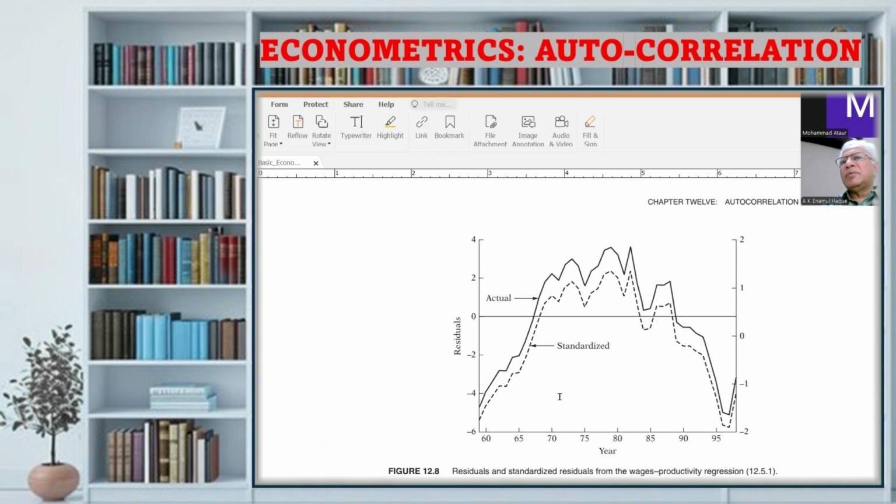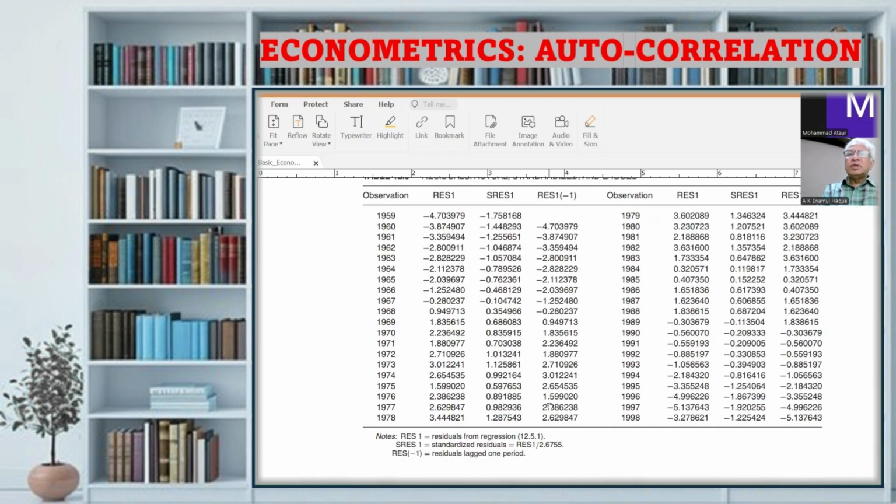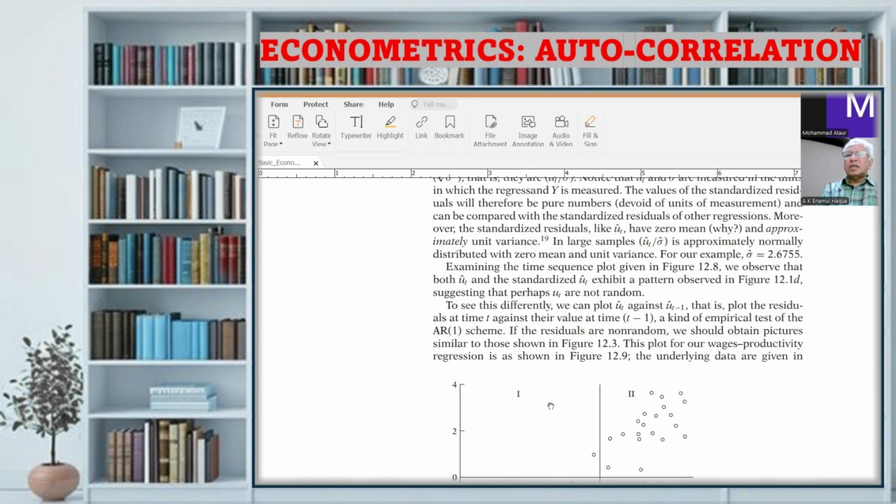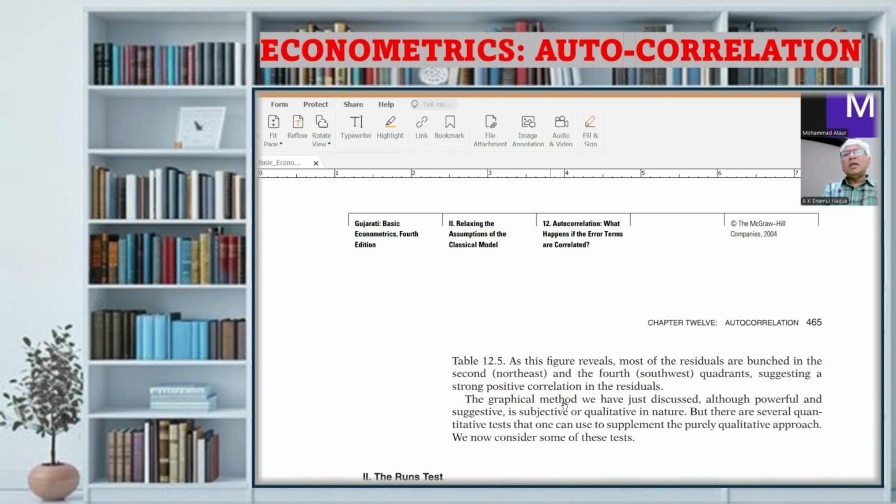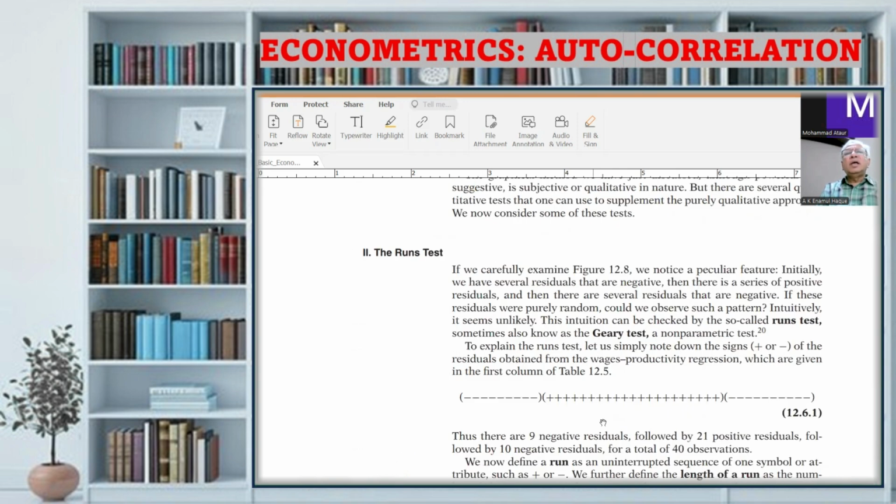However, there is a problem. What is the problem? The problem is it's only on the data. And I'm not interested in the data. What I'm interested in is the population. So that's why we need to have a test, and that's exactly where the second method came. The second method is known as the runs test. Not a very good test. Nowadays, people don't use it. But this was done when there was no computer.